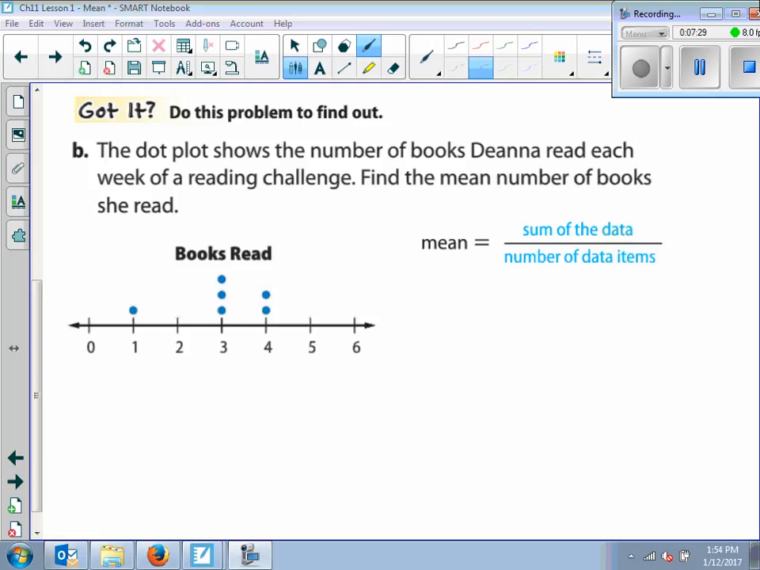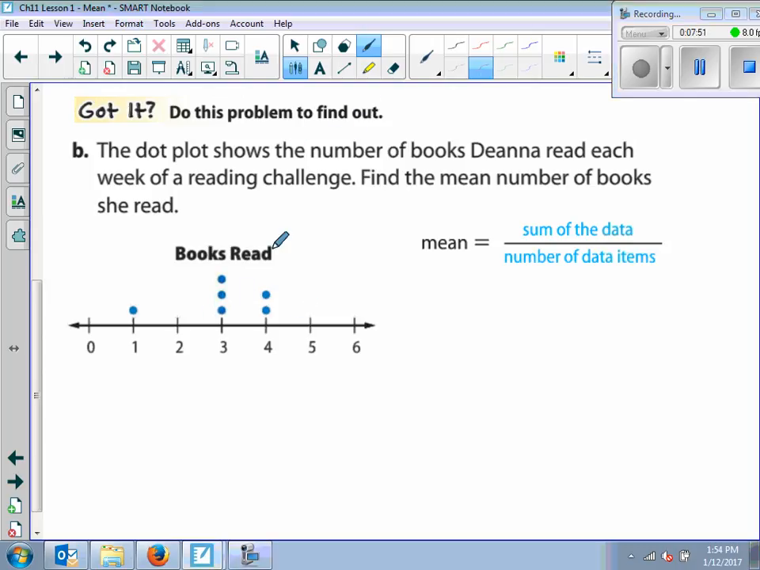Okay, so the dot plot shows the number of books Deanna read each week of a reading challenge. Find the mean number of books that she read, okay? So here, these dots represent a week of reading, right? That represents how many weeks she read.